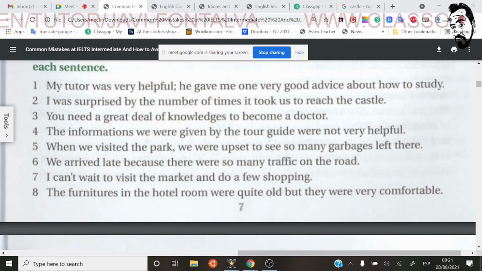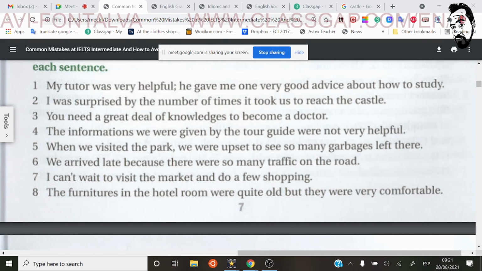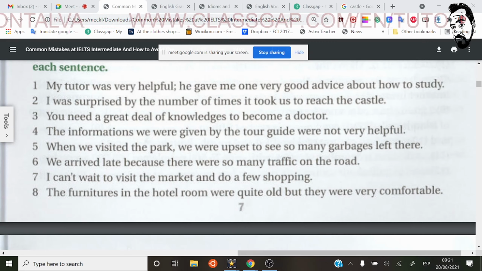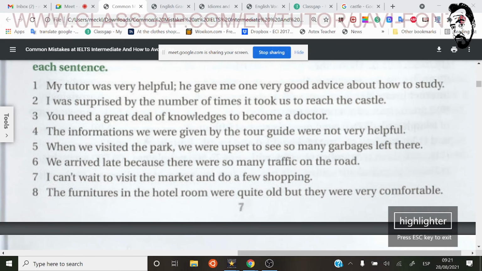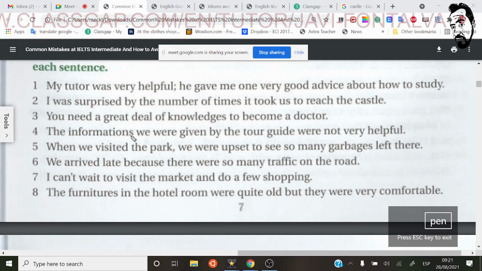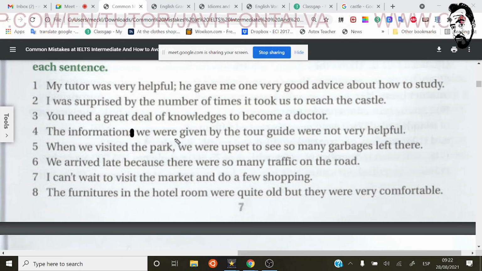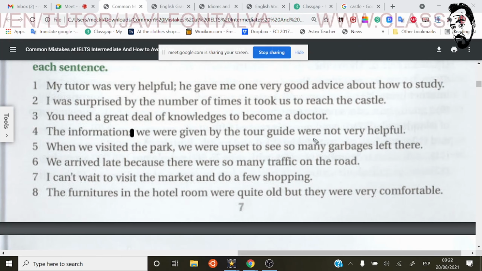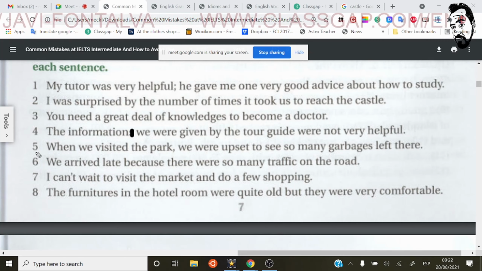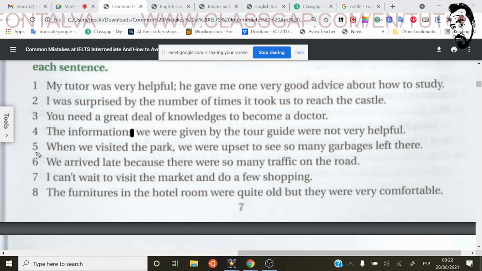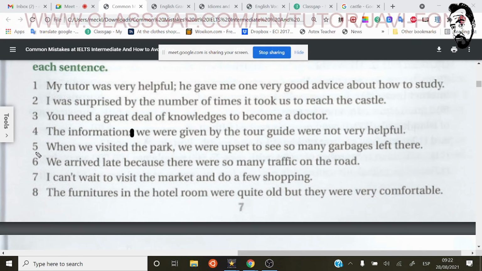Number four. The information we were given by the tour guide were not very helpful. Informations. Exactly. This is the problem. So you need to say information. So the information we were given by the tour guide was not very helpful. Yeah. Number five.